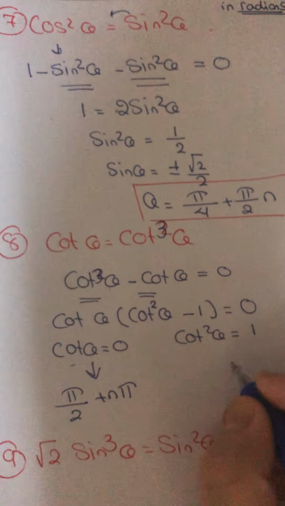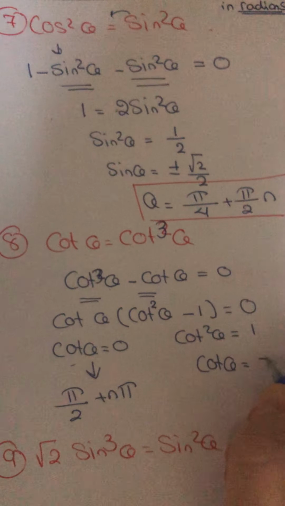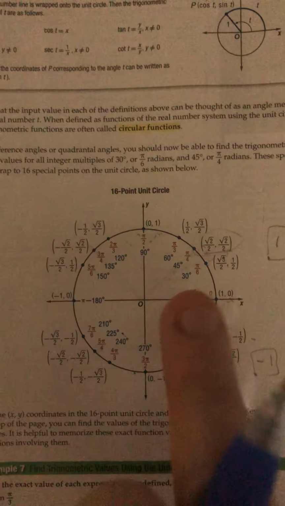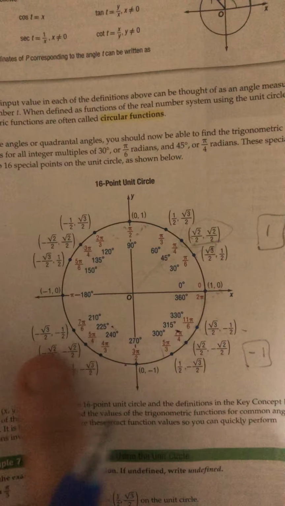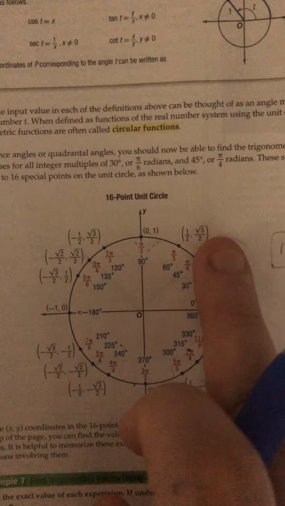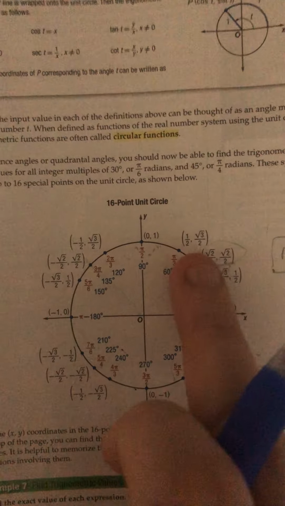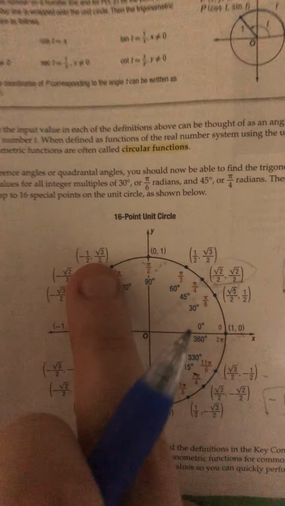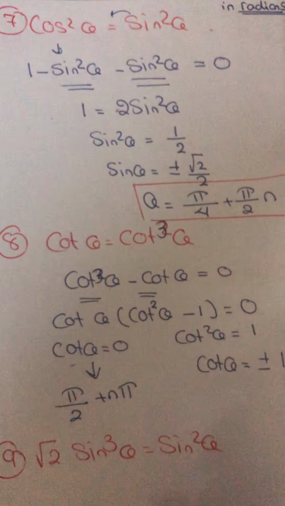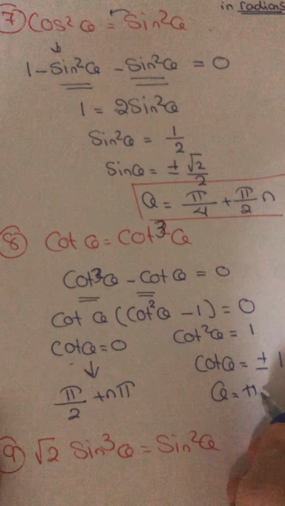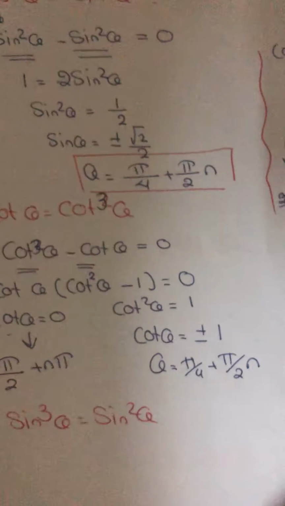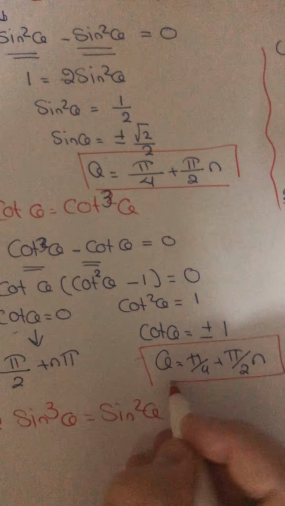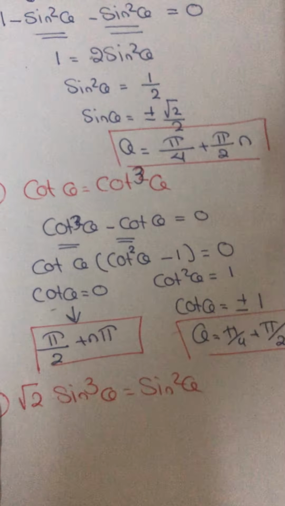I'm left with this piece: cotan theta is equal to plus or minus 1. Exactly like the tan, at every quarter. Here cotan theta is 1, here cotan theta is negative 1. So I can just write pi over 4 plus pi over 2 n, or plus 90 each time. So theta is equal to pi over 4 plus pi over 2 n, and these are the only possible answers. You can substitute and try.